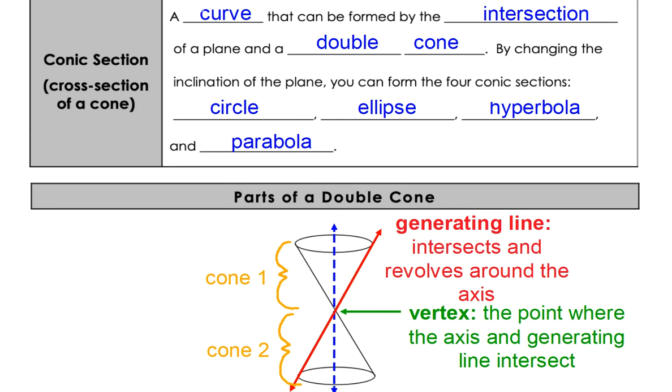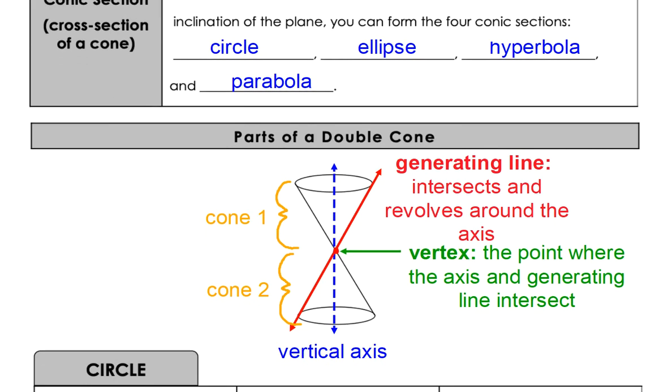A double cone, as you can see, has 2 cones stacked on top of each other. That middle point that we can see is called a vertex. That's where the 2 cones intersect. And those cones are generated from this red line that you can see. If we rotate or revolve that line around this vertical axis that we can see in blue, that generating line creates our 2 cones. So that's what we're looking at.